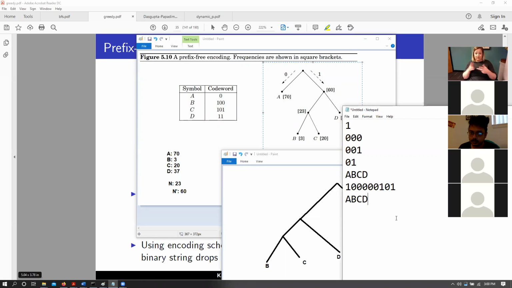Okay, gotcha. So it still works. It didn't really matter how you organized it. Yes, it doesn't really matter which way you go. And secondly, the amount of information compression that you end up with is still the same. Okay, cool.